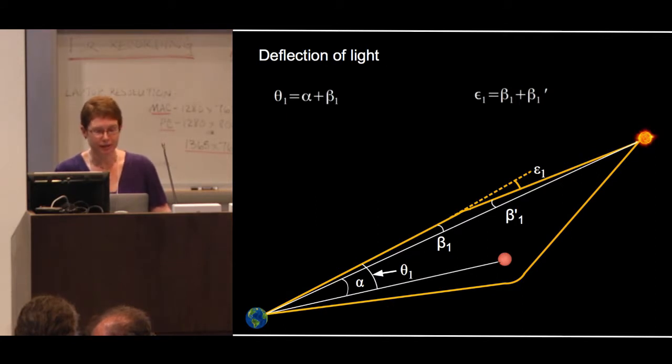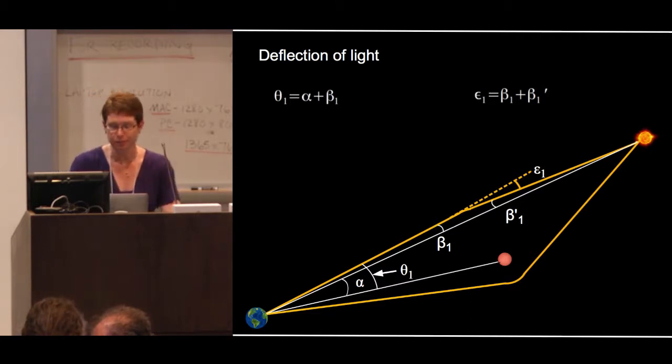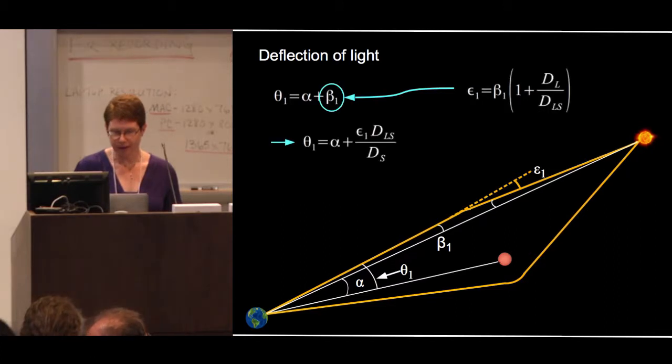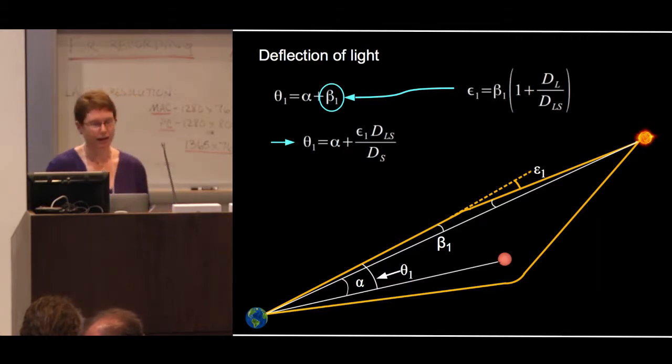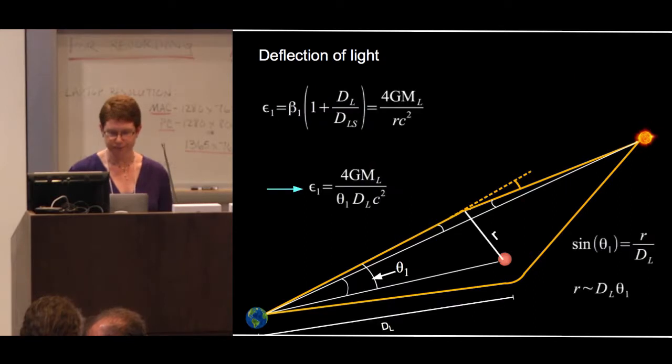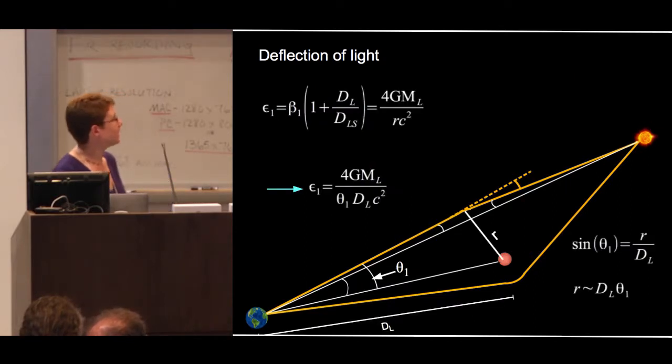So simple geometry can give us these equations. Theta is simply the sum of alpha plus beta 1. And epsilon, you can see clearly, is simply the sum of beta and beta prime. But epsilon is also a function of relative distance from the lens to the Earth and also from the lens to the source. So that epsilon scales as you move the lens towards or away from us. And so we can express the angle theta in terms of both angle alpha and the physical distances from the lens.